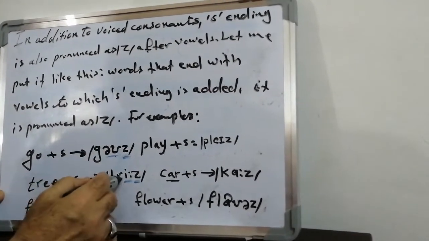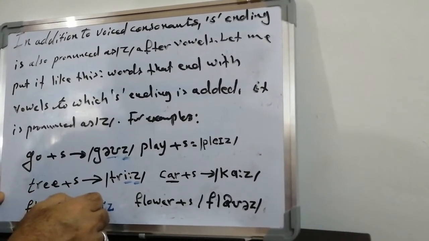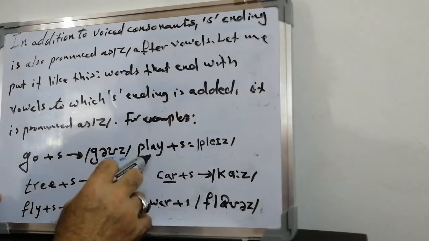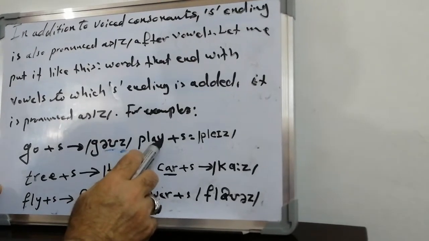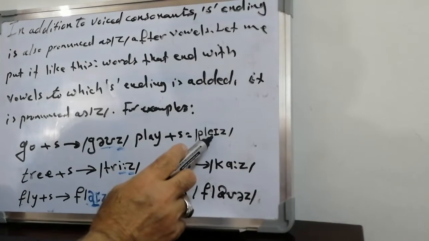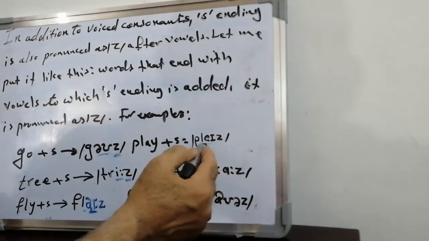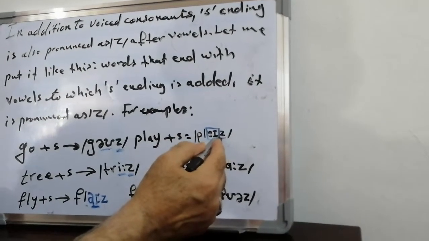The word tree ends with this vowel sound. The word fly ends with this vowel sound. This is a diphthong. Also, we have it in play, as a verb or play as a noun. Play plus S becomes plays. See here, play, diphthong, and this is what? This is Z.